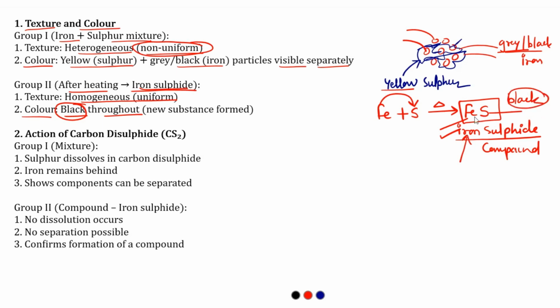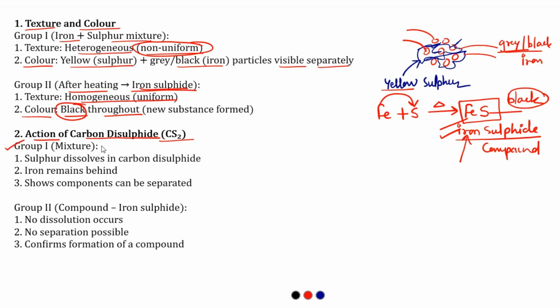So the whole color of this iron sulfide is black. I hope you are understanding what I am explaining. Now next we are going to do the test, that is action of carbon disulfide. What is carbon disulfide? That is CS2. So we are going to react this carbon disulfide with the substances which have formed in group 1 and group 2 and see what happens.